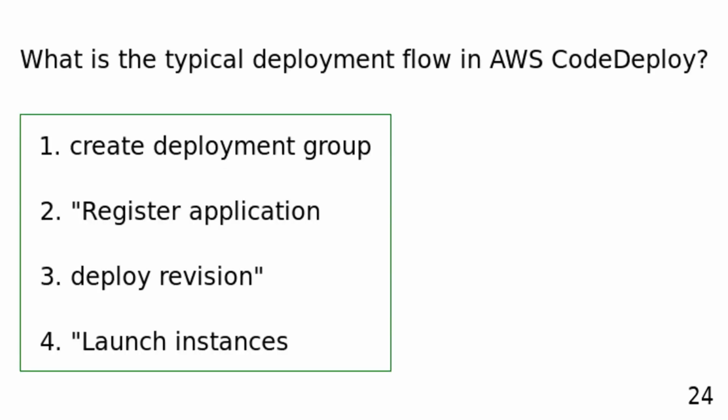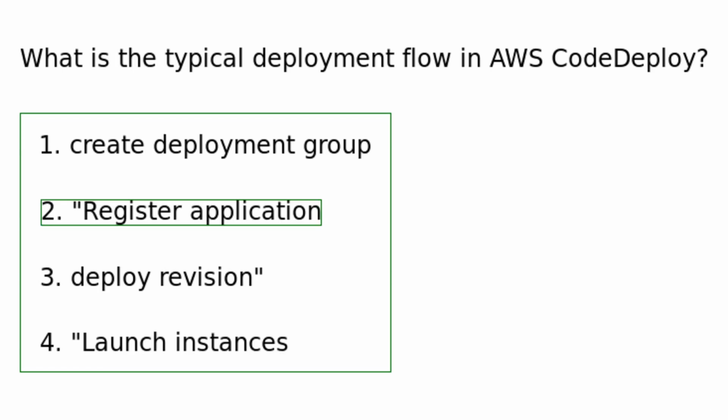What is the typical deployment flow in AWS CodeDeploy? Create deployment group. Register application. Deploy revision. Launch instances. Configure load balancers.